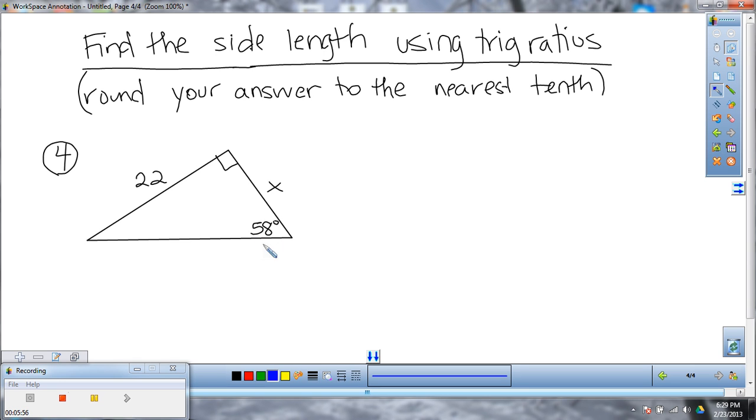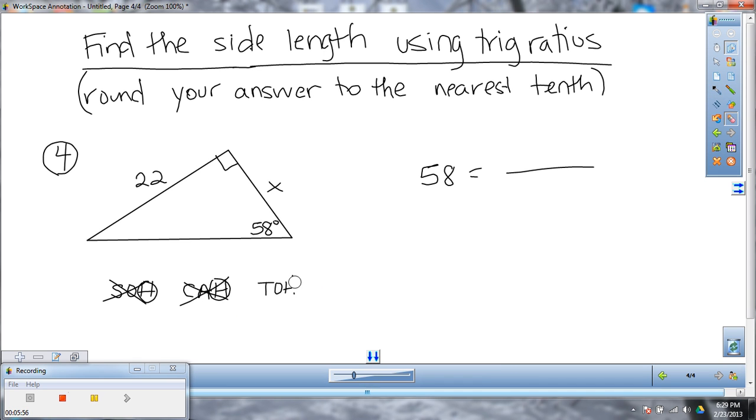I know that I want to use 58 because that's the only angle I have. So if I start with 58, I'm going to have to set up a ratio using the information I'm given. Looking at my shortcuts, SOHCAHTOA, I can determine which of these I'm going to use. I notice that across from my right angle, I don't have any information. I don't have the hypotenuse, so I can't use the sine ratio because that requires the hypotenuse. And I can't use the cosine ratio because that also requires the hypotenuse.